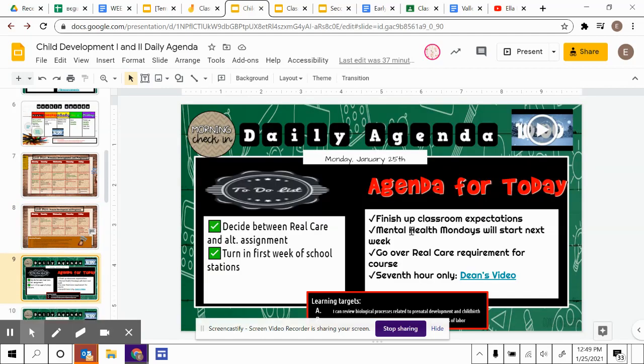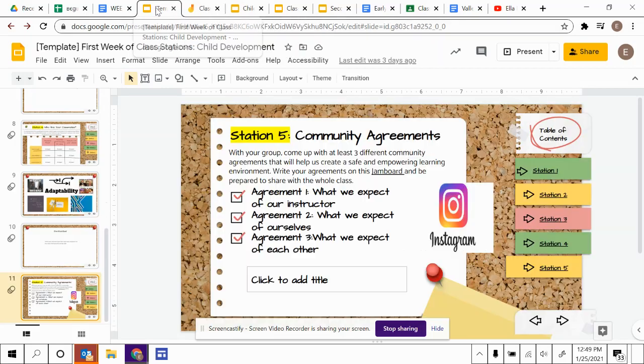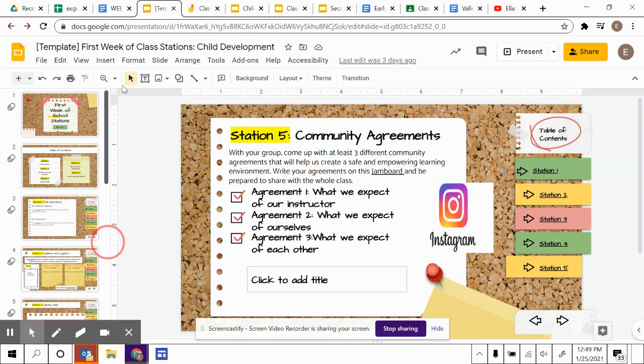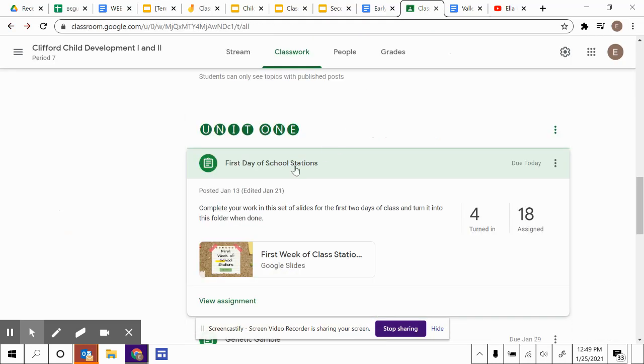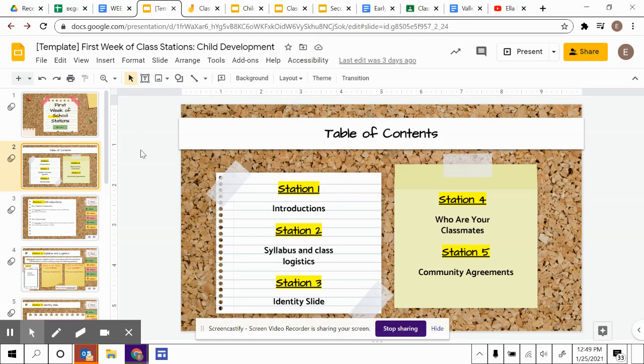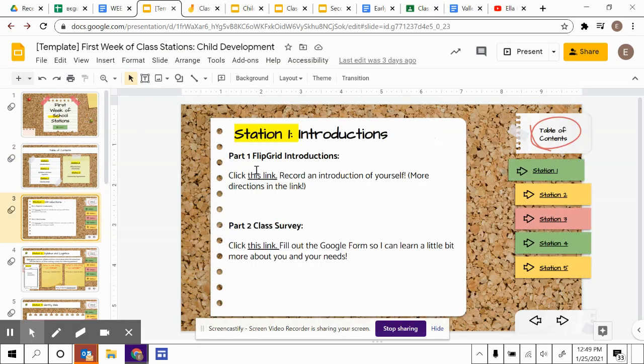Today in class, we finished up the first week of school stations. So that for sure is something that both classes got to. So here's the deal. This is on Google Classroom. It's under Unit 1, first day of school stations. So you get on there. Station 1 is where you record your Flipgrid and you complete the class survey. So there's nothing to type on here. You just use those 2 links to turn in your work for Station 1.